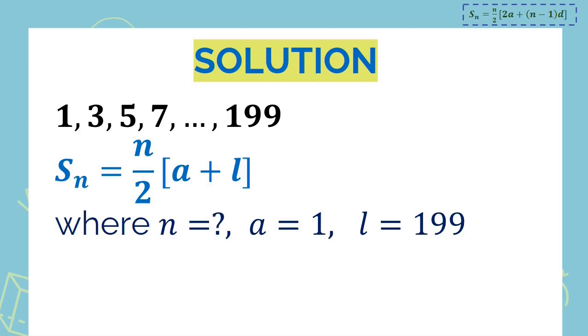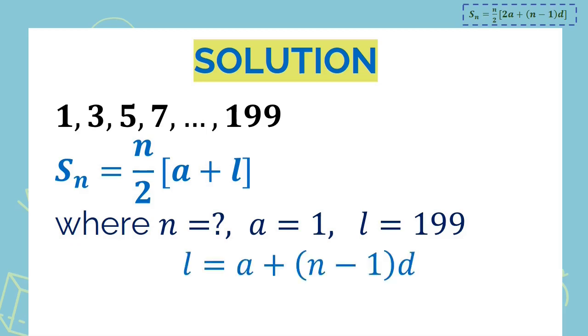In other words, how many terms do we have from 1 up to 199? 1, 3, 5, 7. If we are to count all the terms, how many are they? We don't know. And the first term, which is A, is 1. And the last term is represented as 199. And so before we can find the sum of all positive odd numbers less than 200, we need to know the number of terms that lies from 1 up to 199.